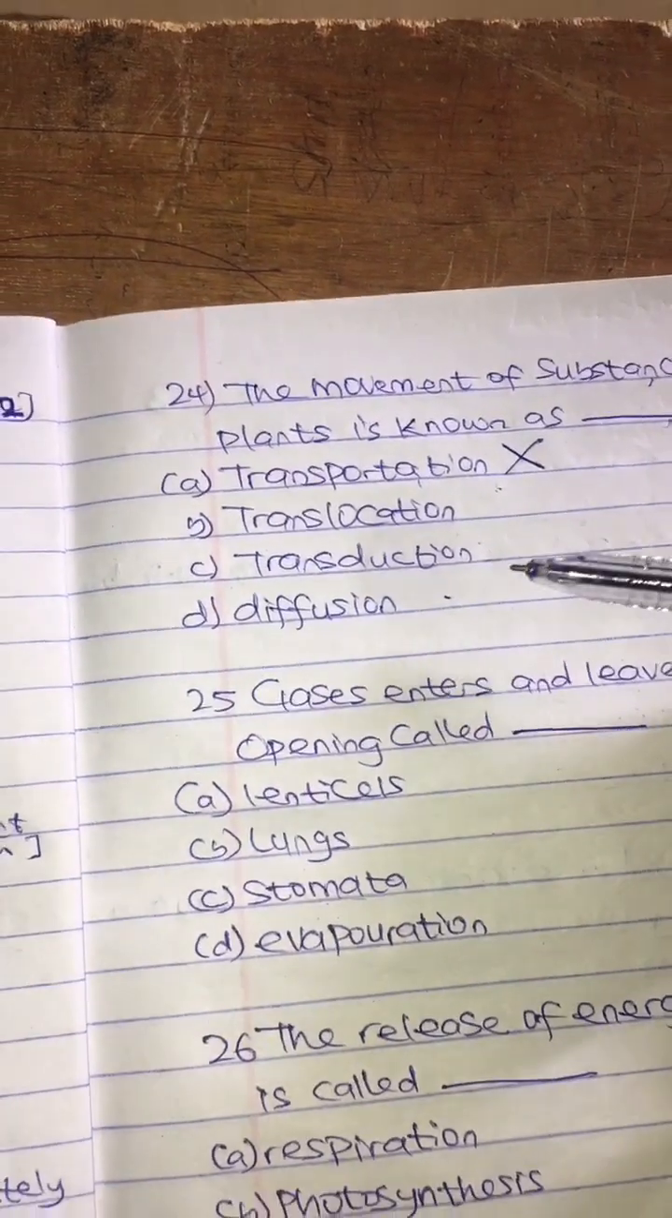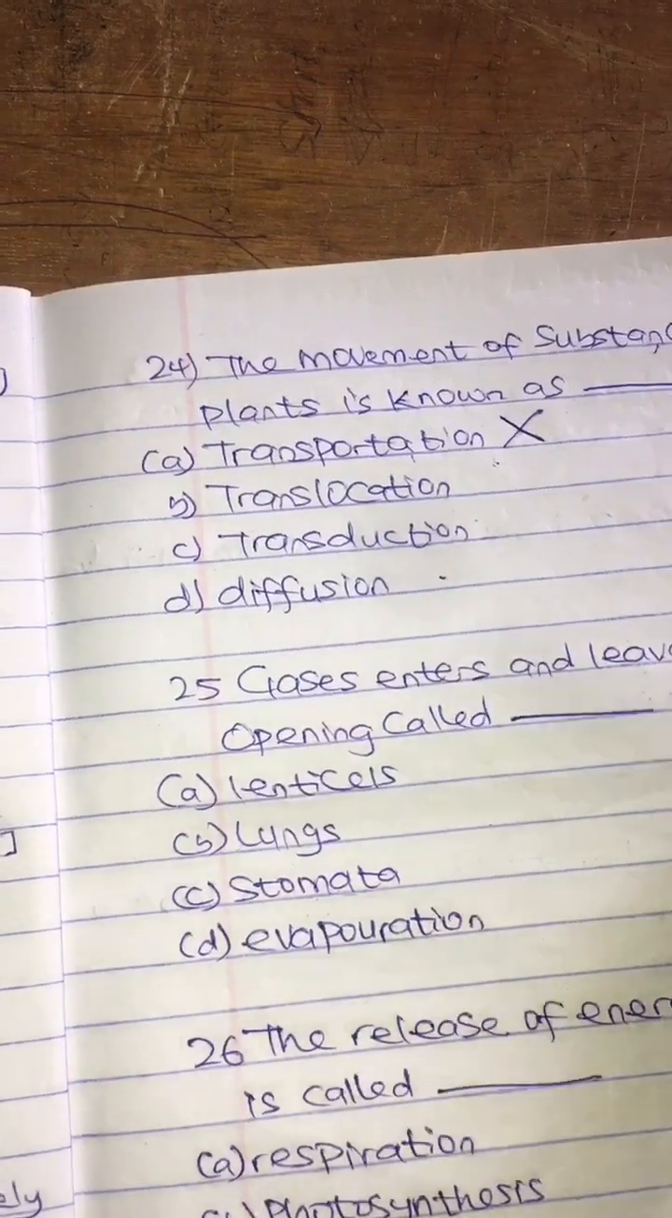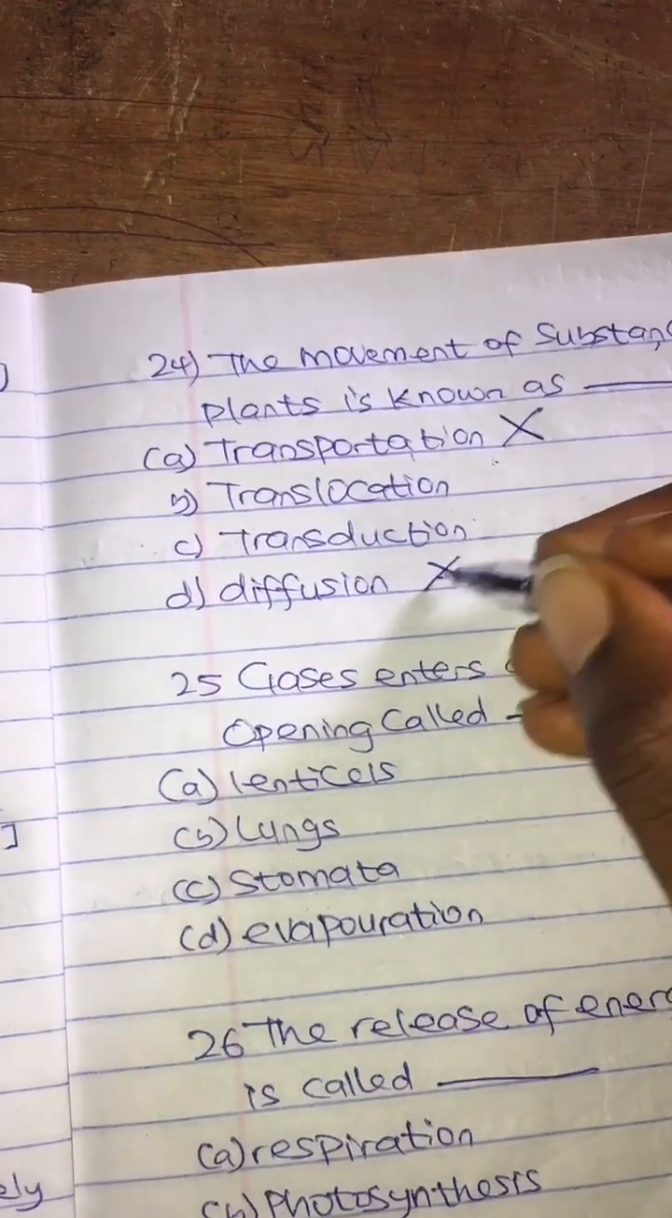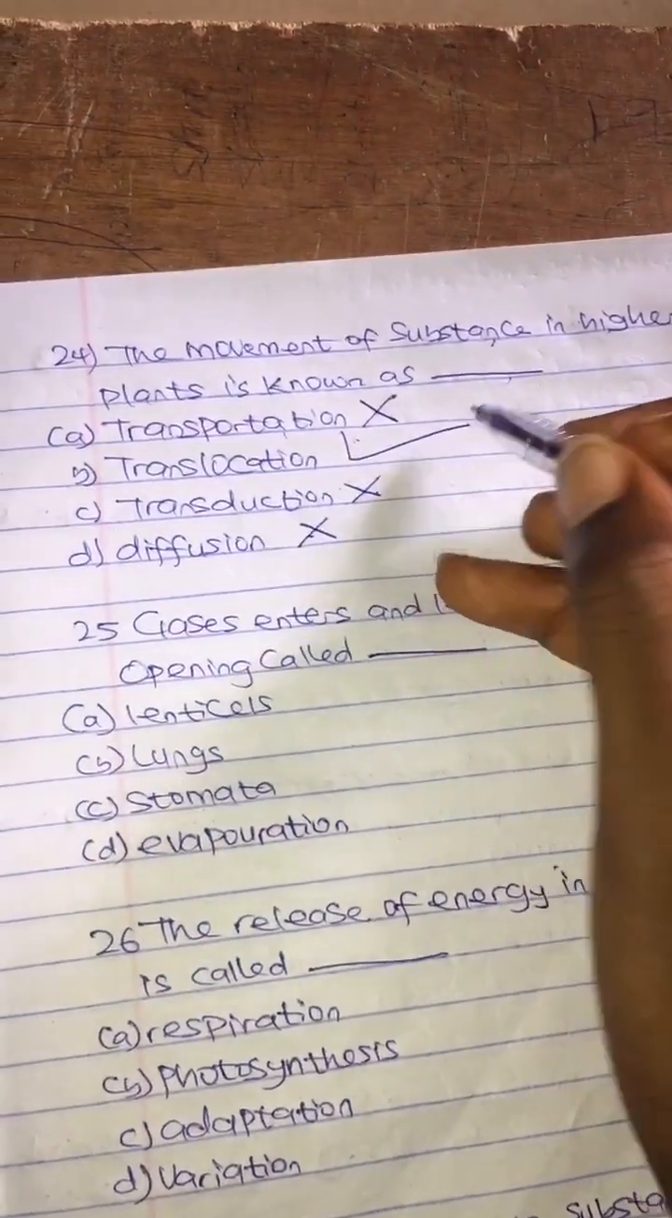We all know what diffusion is. Movement from higher to lower concentration through a medium is out of it. Transduction is also out. The correct answer is translocation.